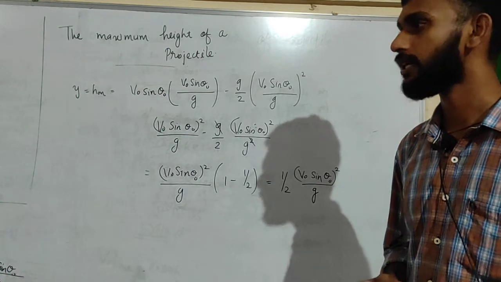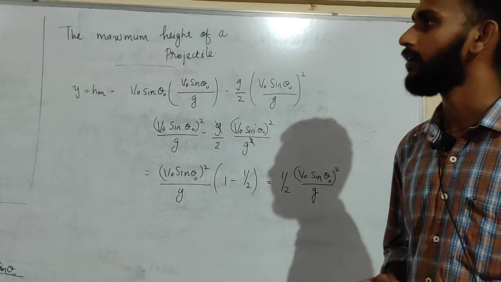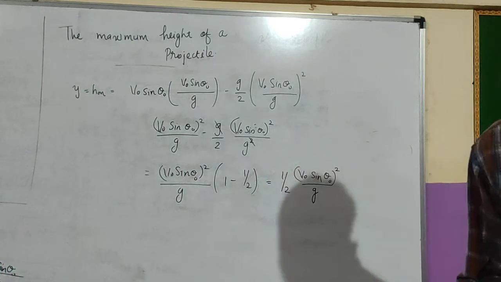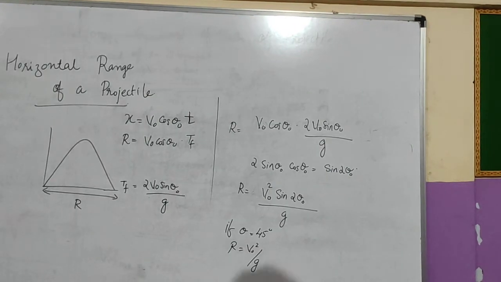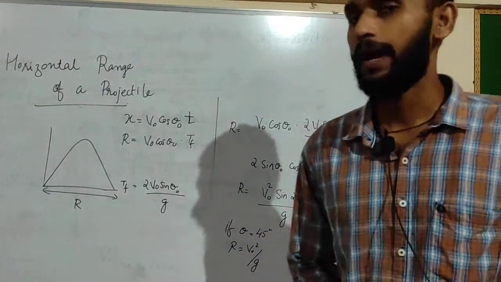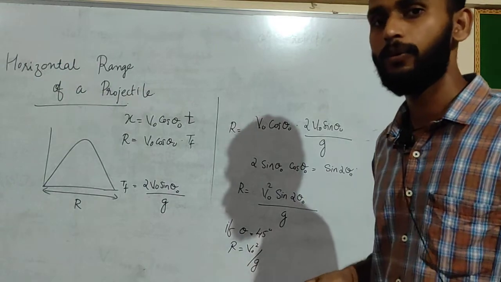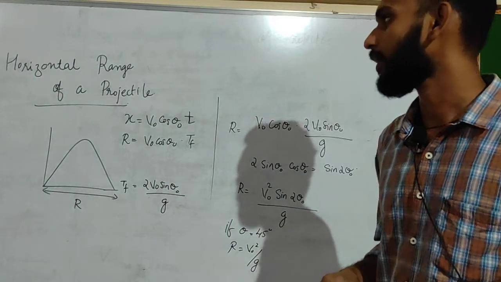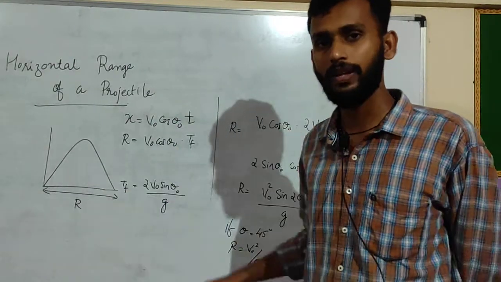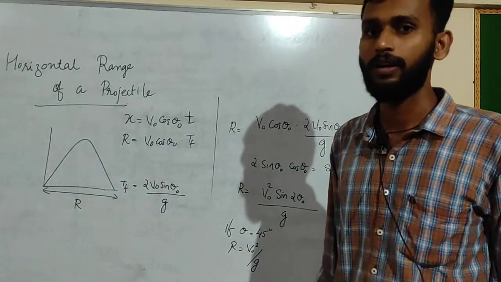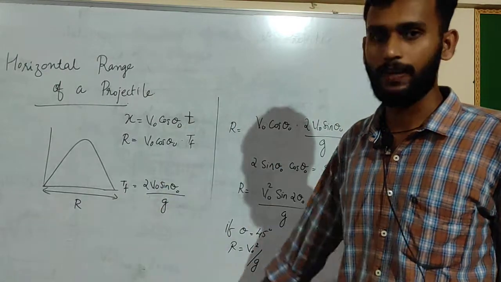Now we have to discuss the horizontal range of the projectile. So we will discuss the horizontal range of a projectile now. As the maximum height was the maximum range a projectile can move in the vertical direction, now come to the horizontal range, that means in the direction of the x axis, the maximum range which can be covered by a projectile.